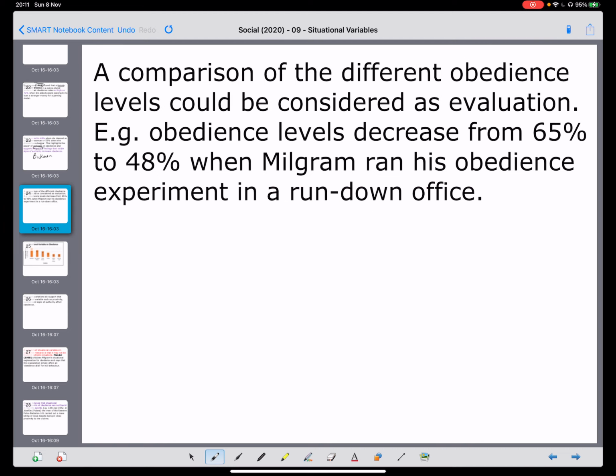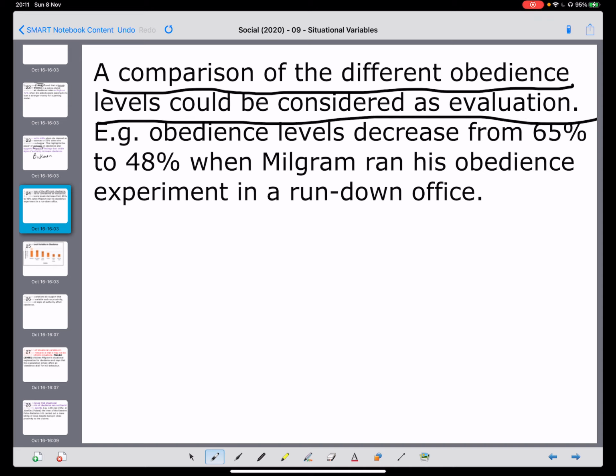Now, the second part of this evaluation is going to change to a different style. It says here that a comparison of the different obedience levels could be considered as evaluation. What I haven't done is, well, I have referred to percentages of the Milgram experiment, but I want you to know that Milgram himself is really important as evidence for showing us that situational variables do support obedience, or a drop or rise in obedience.